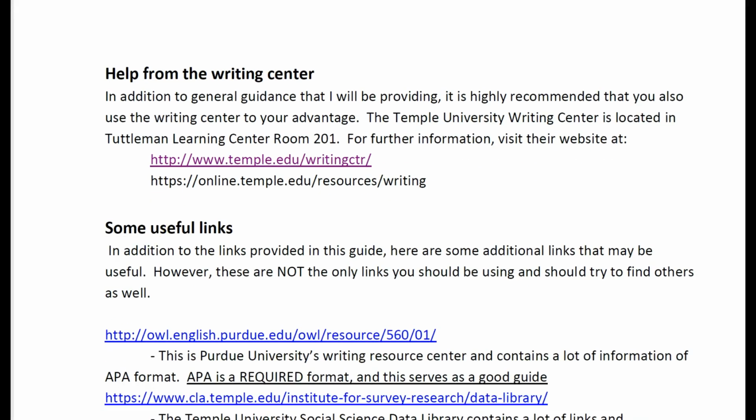Some resources. The Writing Center, for one. I recommend you go there. They can help you with research. They can help you with citation or proofreading, and so forth.